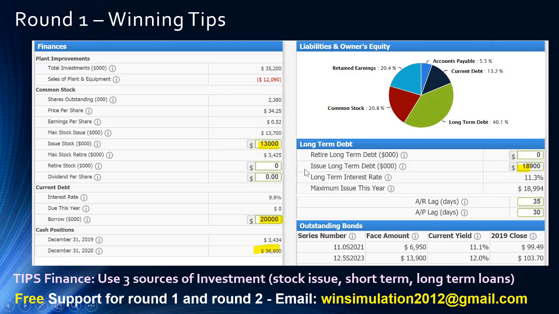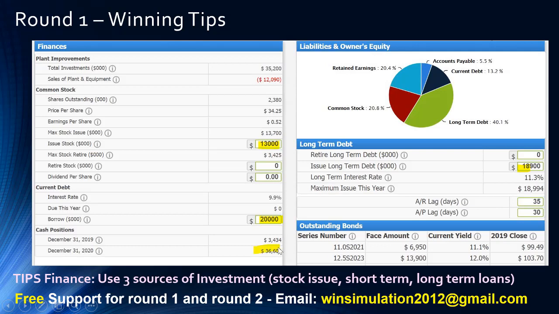And we can issue long-term loans, long-term debts here, and get the max number for each round. Short-term loan or current debt is okay if we get an emergency situation, for example, if we run out of cash. But my suggestion, if we are doing well, you just need to issue the stock, and long-term loan is okay. And you can check here for account receivable, increase that by 5 days every round.